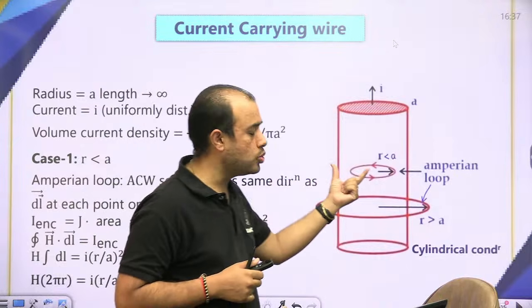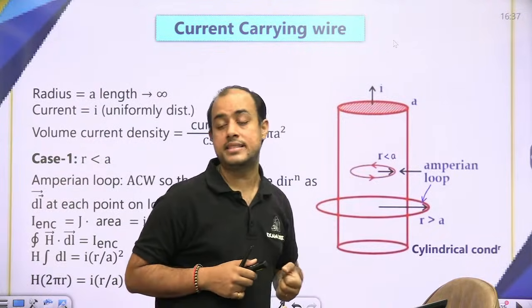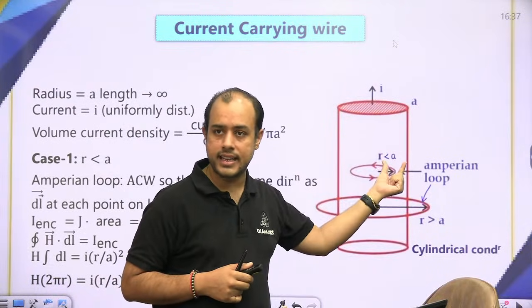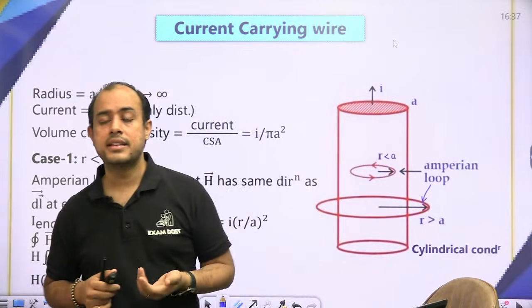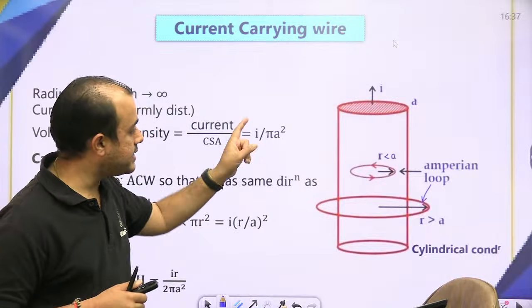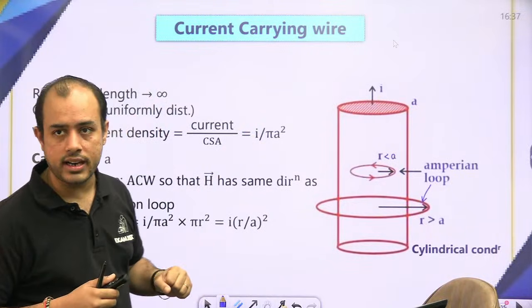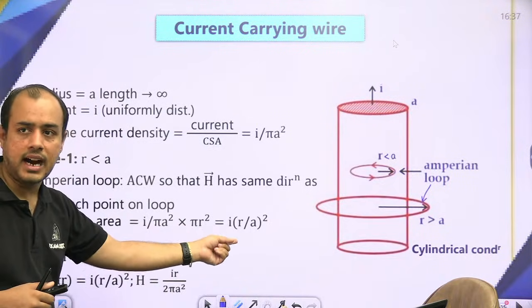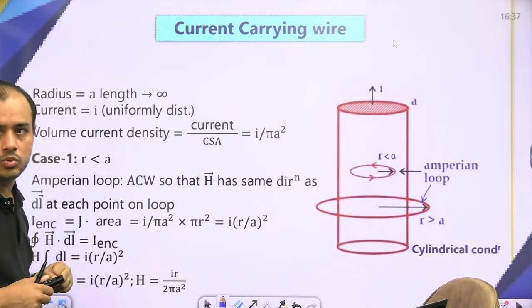Now if I choose an Amperian loop inside the wire, the radius of the loop is r less than a. How much current passes through the loop? Current density into pi r square. So current density into pi r square, that is I into r square by a square.